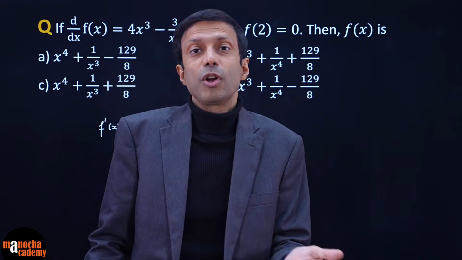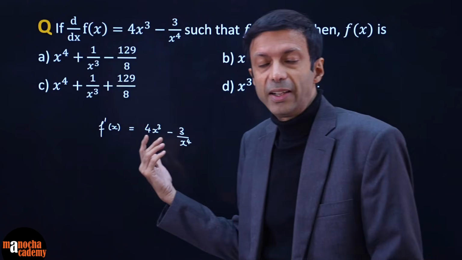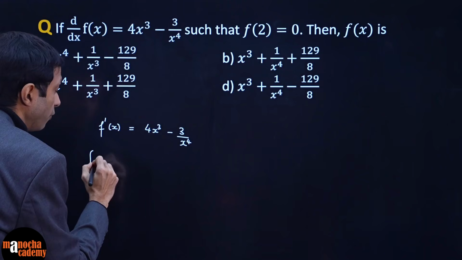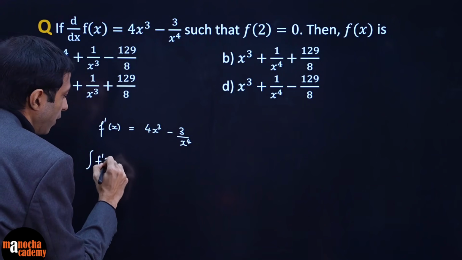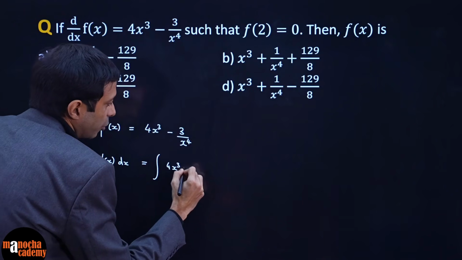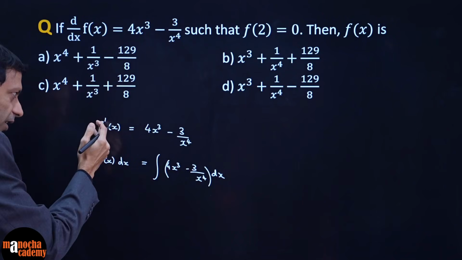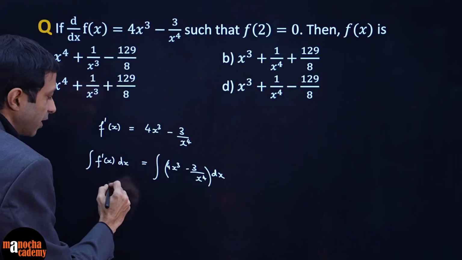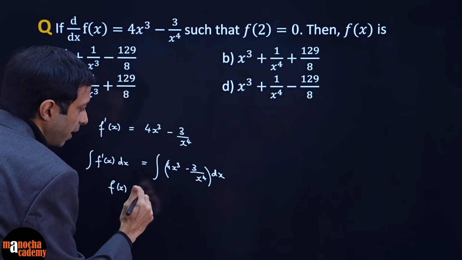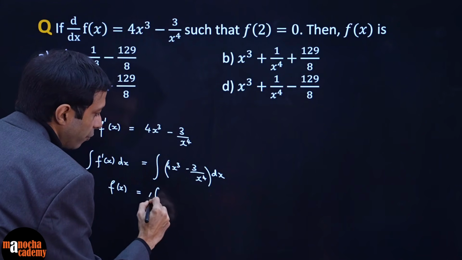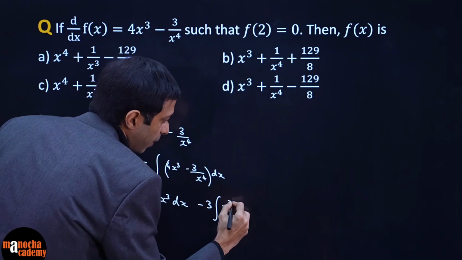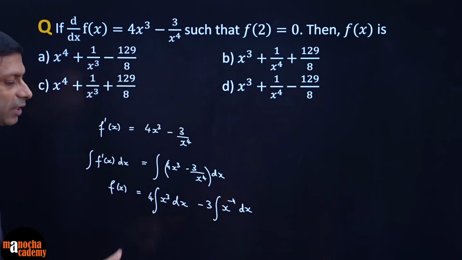This time you're given f dash x, you want to find the f(x). So what will you say? You'll say integrating on both sides with respect to x, with respect to dx. Got the idea? This is the concept, right? We are integrating on both sides. But if I integrate f dash x, I am going to get my function. That's the way to get it, by doing this integration. So integration 4 comes out, x cubed dx, minus 3 comes out, integration x to the power minus 4 dx. Done. So you can do this integration for me.